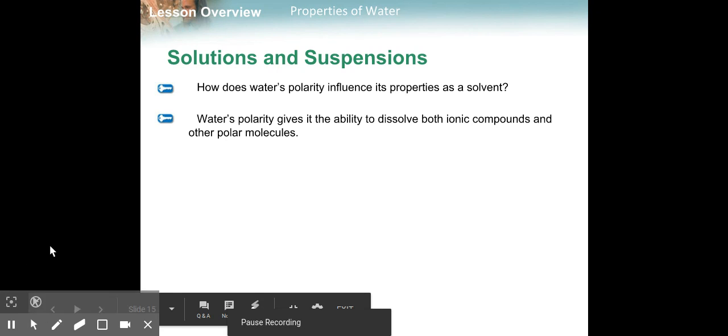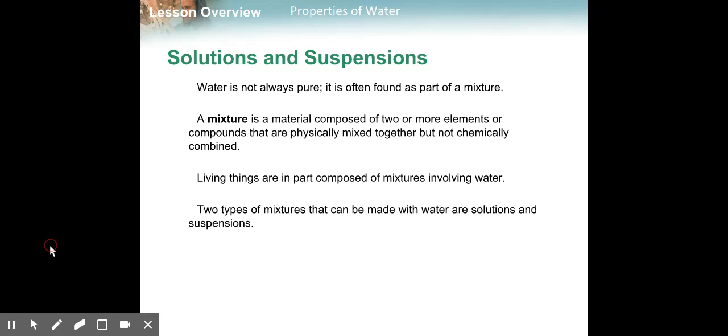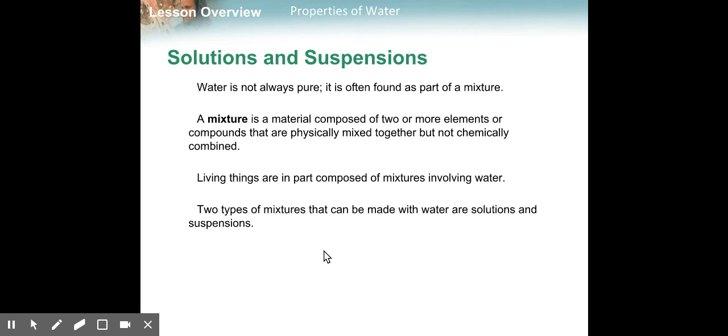Right, another property of water: the fact that it's polar makes it able to dissolve a lot of other compounds. Water's not always pure, very seldom actually. Tap water is not pure water. Water in a pond, in a stream, whatever, probably not going to be pure water. It's usually a mixture, composed of two or more elements or compounds that are physically mixed together but not chemically combined. So lots of mixtures involved in living things.